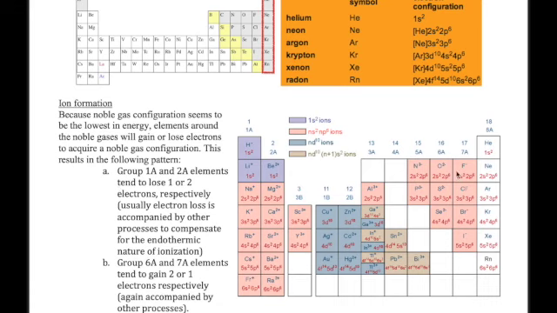If you go to the non-metal side of things, something like fluorine originally would have a configuration of 2s2, 2p5, and again you look at what noble gas is closest to it. In this case it will be neon, because helium is too far away, and for fluorine to make itself look like neon, the easiest way is to gain that one electron, and of course that's the fluoride ion.